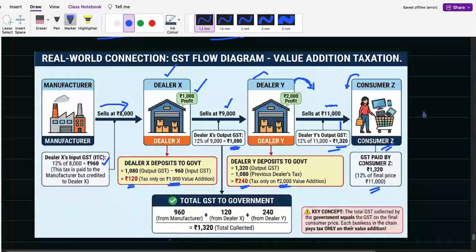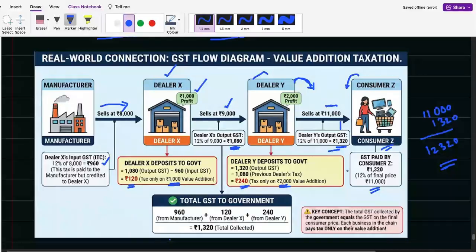So how much will it become? 11,000 plus 1,320 is 12,320 rupees she is paying finally, including the GST. So she will not get that back.